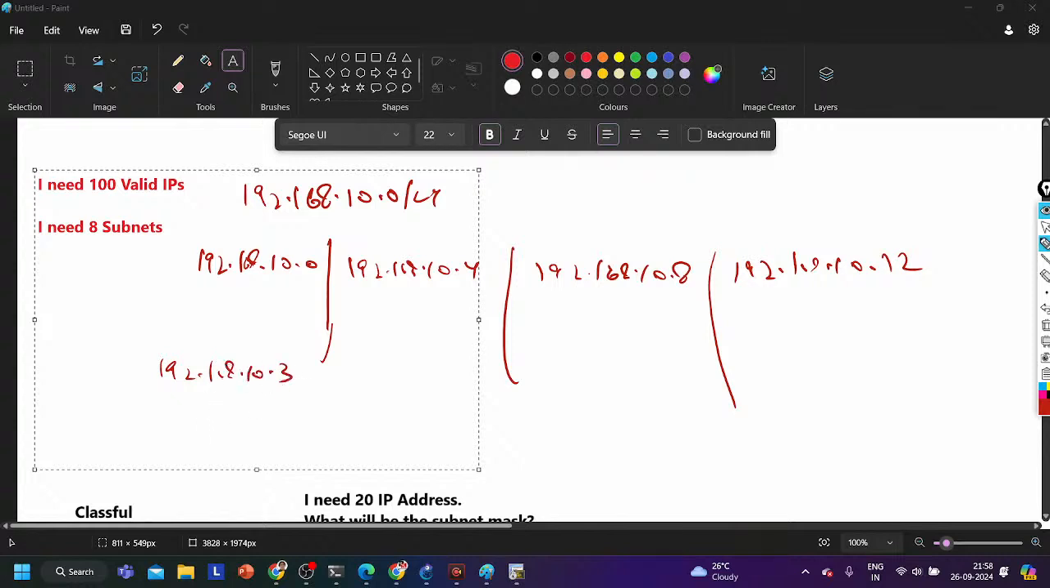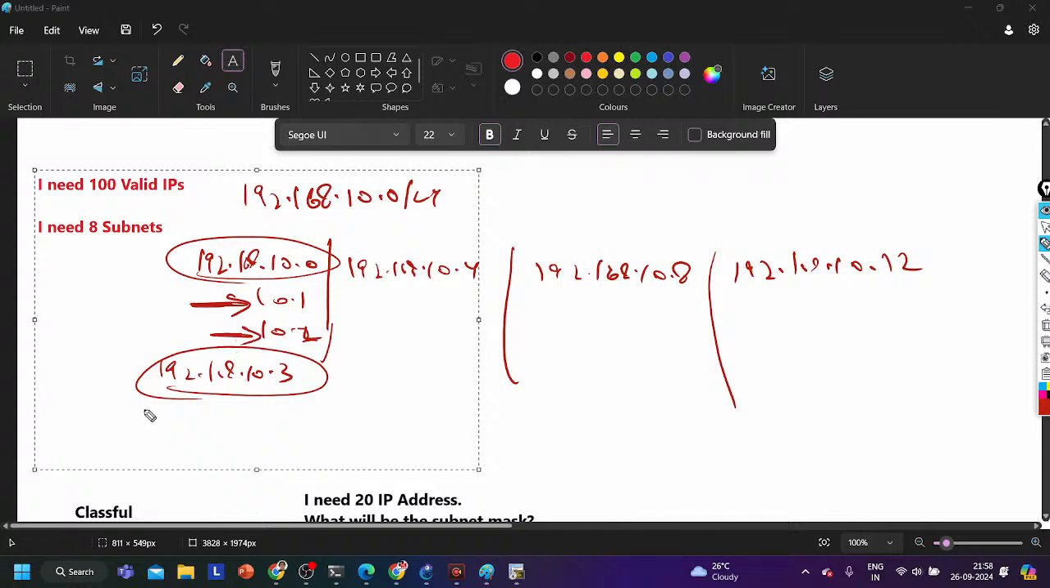The last IP address of the first network will be 10.3, right? This is what? Broadcast ID. This is what? Network ID. First valid IP address is 10.1. Last valid IP address is 10.2. So how many valid IP addresses are there? Only 2. I can configure this on router 1. I can configure this on router 2.